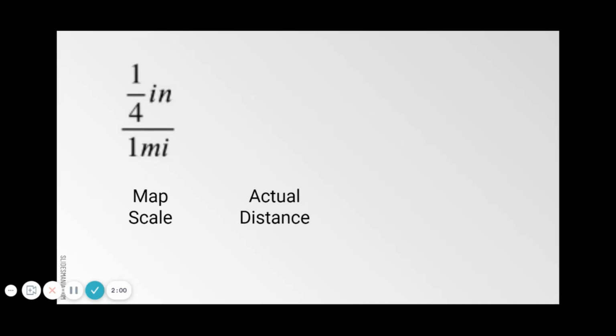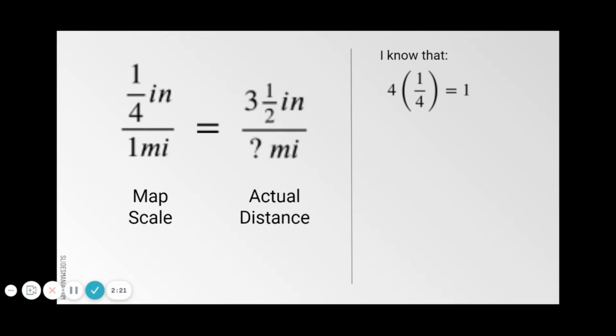So first we need to look at the scale from the map, and that is going to be a ratio that is compared to the actual distance. 1/4 inch on the map equals 1 mile in actual distance. So if my map distance is 3.5 inches, what is the distance in miles? We can solve this problem by using the scale and determining how much we have to multiply to go from 1/4 inch to 3.5 inches.